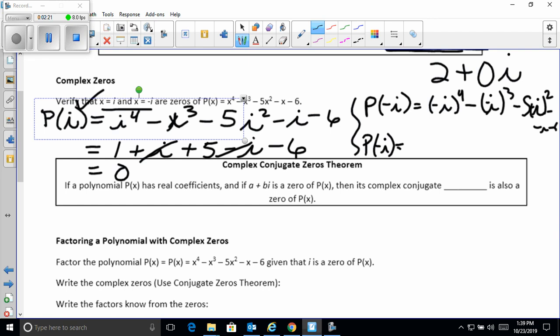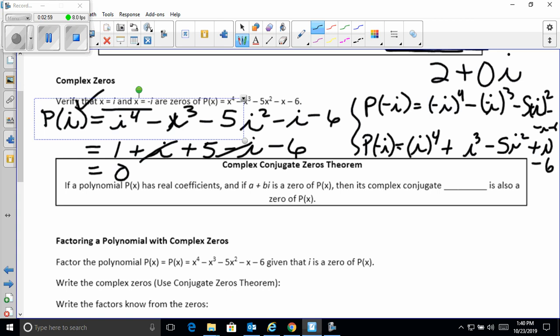Negative i to the 4th would just still be an i to the 4th. If I have a negative and I'm cubing it, that's going to end up giving me a plus, so it's going to be plus i to the 3rd. I'll take care of the i's in a minute. I squared, if I plug a negative in there, that's not going to change it, so it's going to be minus 5 i squared. And then a negative i minus a negative i is going to end up being plus i for that one, and then minus 6.